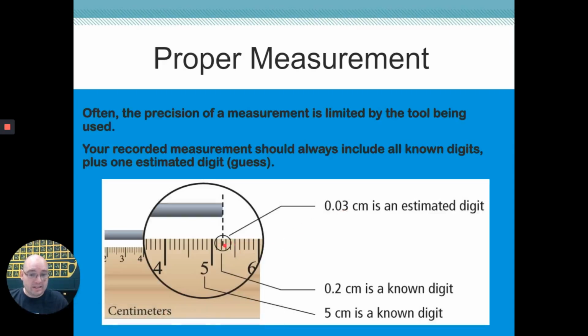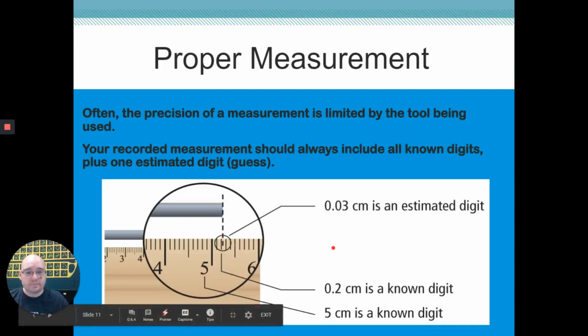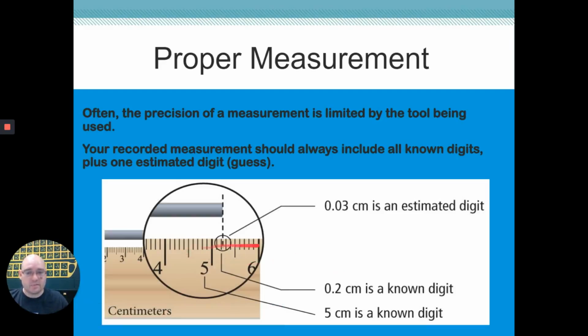5.20 would mean that this line is exactly on that 2 tick mark. 0 means your guess is 0, so there is no guess. There's still a little bit of guess because there's still some error in the width of these tick marks, but that's a discussion for another time. So that is how we take proper measurement.